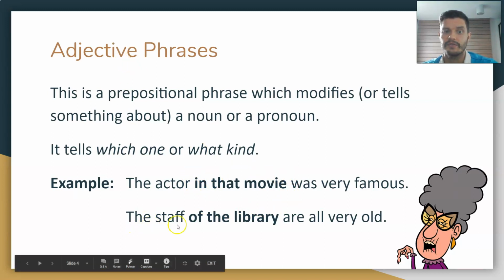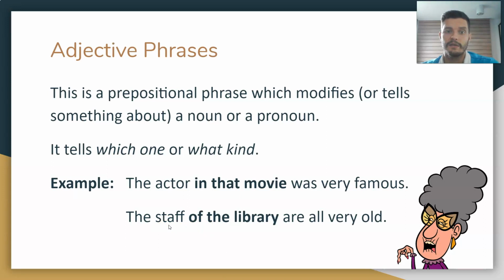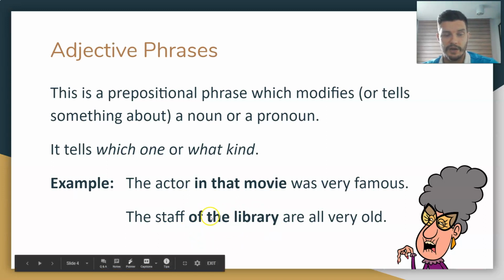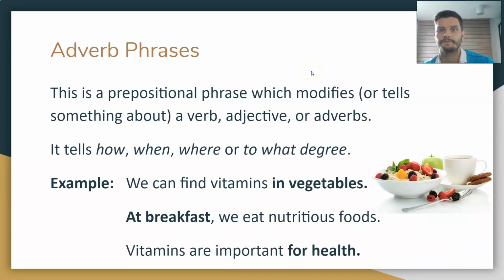Next example. The staff of the library are all very old. Of the library is our prepositional phrase, the of being our preposition, library being the object of the preposition, and it tells us something about the staff. Therefore, because staff is a noun, we know that this prepositional phrase of the library is specifically an adjective phrase.